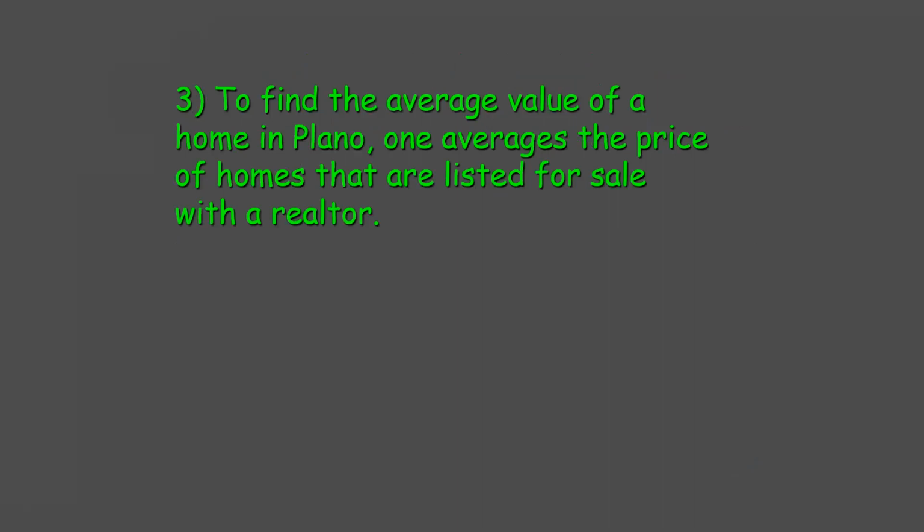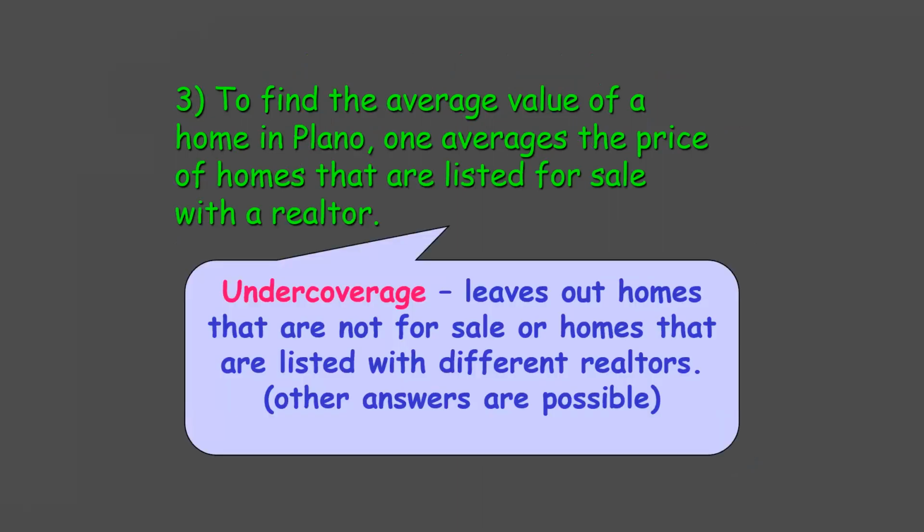So to find the average value of a home in Plano, one averages the price of homes that are listed for sale with a realtor. Is there any source of bias in this scenario? There's undercoverage. If you're only looking at homes in one area that are listed with a realtor, then you're leaving out homes that are not for sale or homes that are listed with different realtors. Definitely some realtors may only deal with a higher market area, so you're not including those.